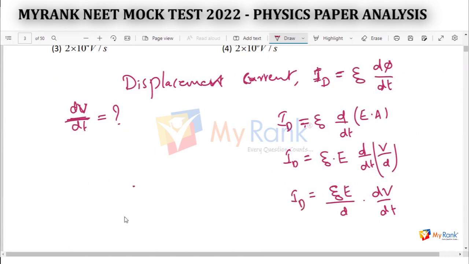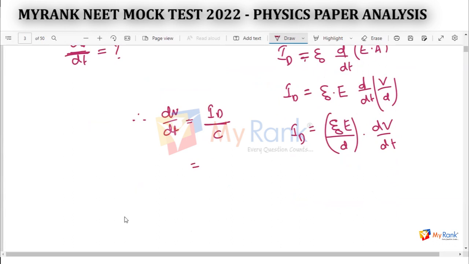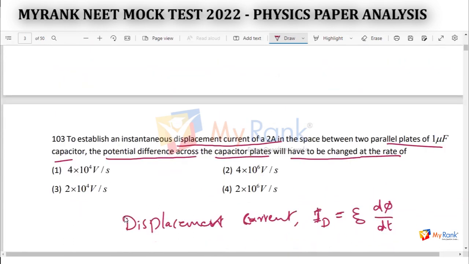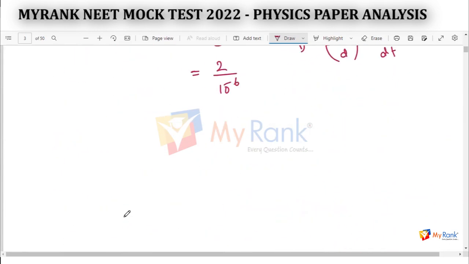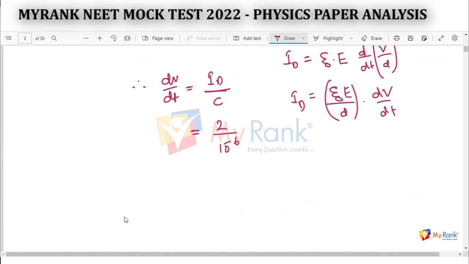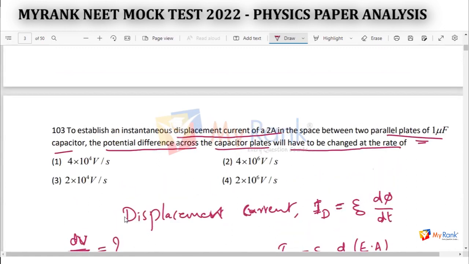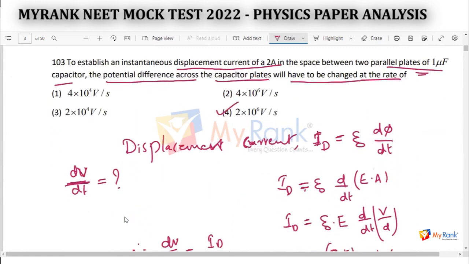So therefore, dV by dt is nothing but displacement current divided by this total value, which can be written as capacitance, students, isn't it? Because they mentioned the capacitance, the displacement current is 2 amperes and the capacitance is given as 1 microfarad. So therefore this results in 2 into 10 power 6 volts per second. So here the correct option is the fourth one. Right?